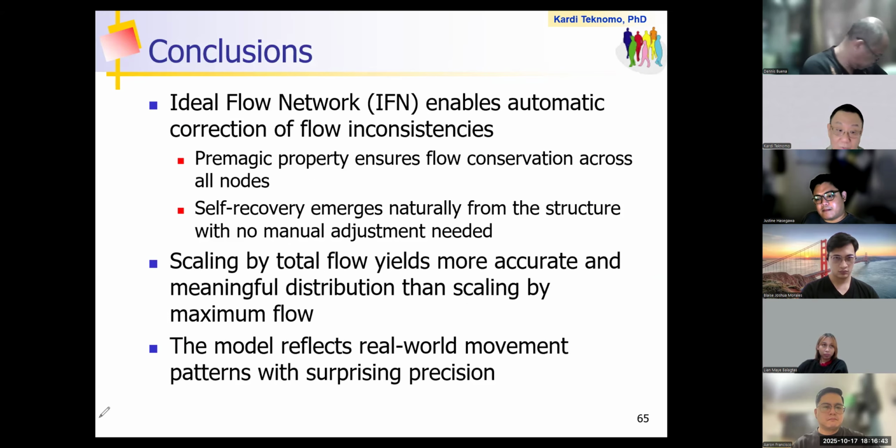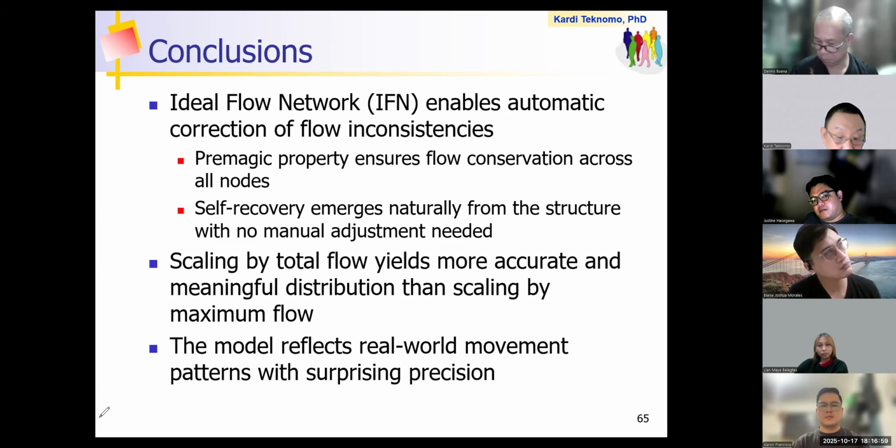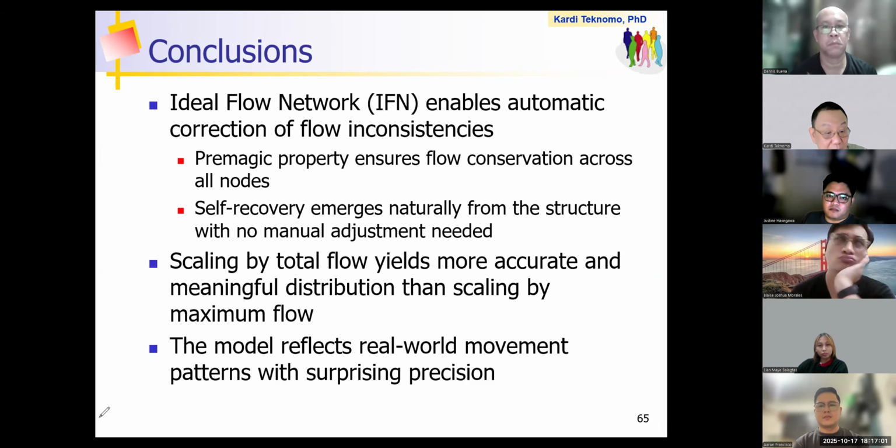So in conclusion, if you use IFN on top of that real world study, it enables automatic correction of the flow inconsistency. That's the main part here. From unnoticed data error to flow imbalance, the system will correct itself. Why does it correct itself? Because of the pre-magic nature of the IFN. It has the ability to scale by the total flow to preserve the realistic distribution, which is very powerful.